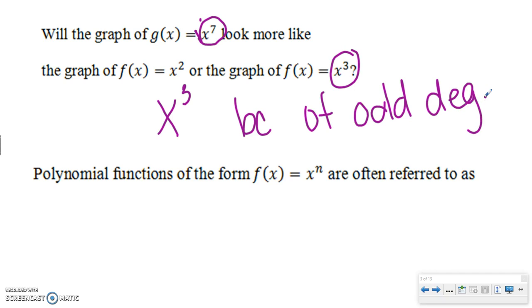Just note that polynomial functions of the form x to the nth are often also referred to as power functions. Power functions of even degrees will have the same kind of end behaviors, and power functions of odd degrees will have the same end behaviors. So let me just fill this in here. This is a power function.